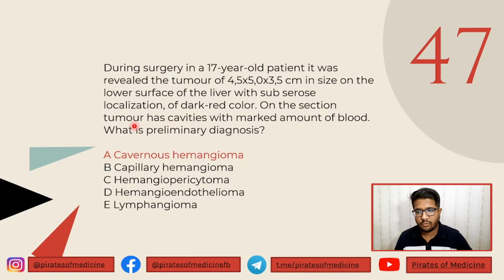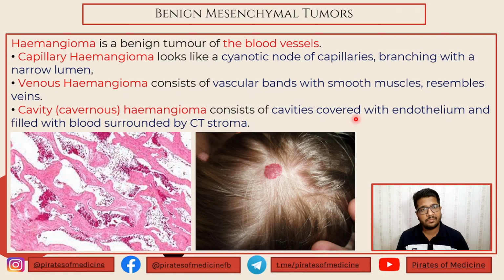So 47th question is that during surgery in a 17-year-old patient, it was revealed a tumor of 4.5 by 3 centimeters in size on the lower surface of the liver with subserous localization of dark red color. On the section, the tumor has cavities with a marked amount of blood. What is the preliminary diagnosis? The tumor is dark red in color, and there are cavities with marked amounts of blood. We are going to talk about some benign mesenchymal tumors again, and this is the benign mesenchymal tumor hemangioma.